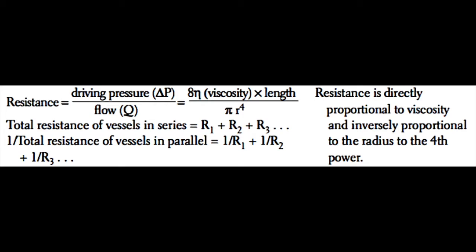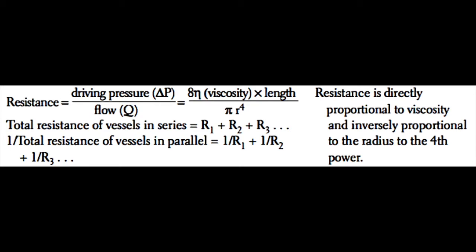Resistance is also equal to the Poiseuille equation, which is 8 times the Greek letter eta, which is the symbol for viscosity, times the length of the vasculature that you're talking about, divided by pi times r to the fourth. This is a very important concept to remember, because resistance in this case is directly proportional to viscosity. That is, as blood viscosity increases, the resistance to flow also increases. And resistance is also inversely proportional to the radius of the blood vessel to the fourth power.